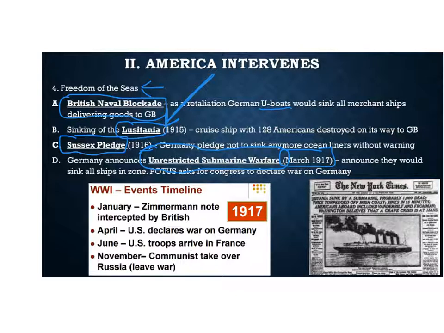So, unrestricted submarine warfare starts again in March 1917. The Germans would shoot like 5 U.S. ships, and eventually that's enough. By April, Wilson asks for a declaration of war on Germany, and Congress accepts.